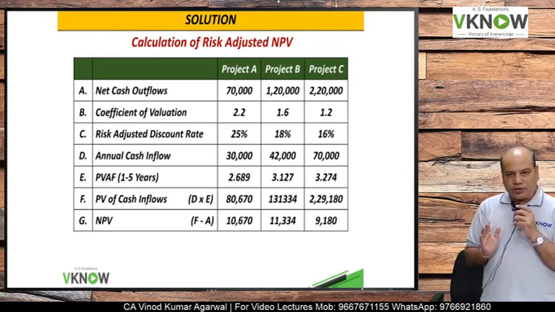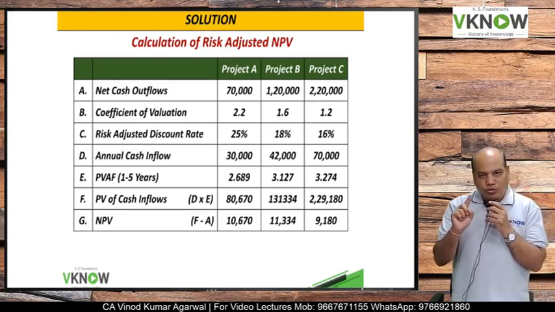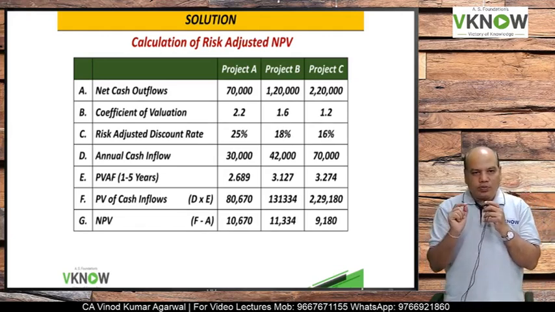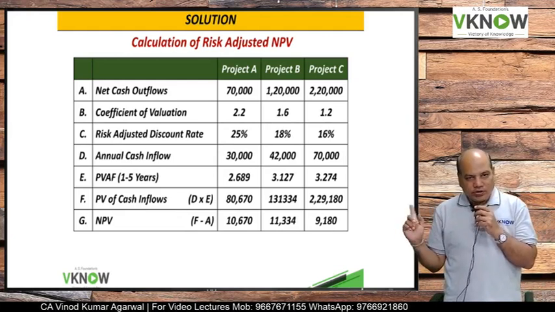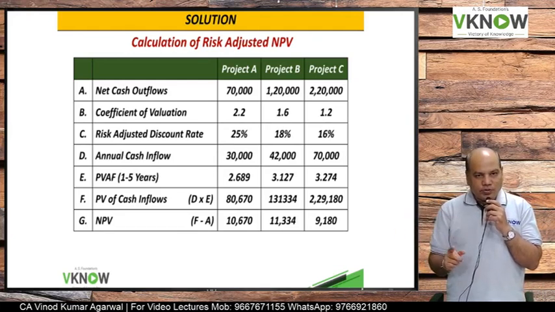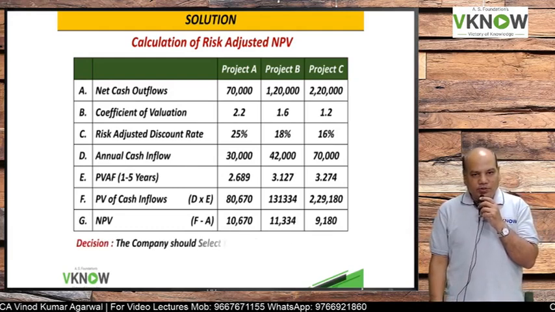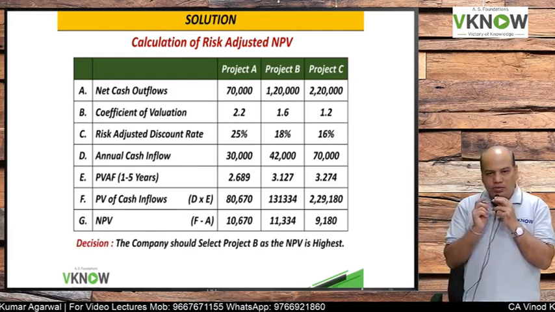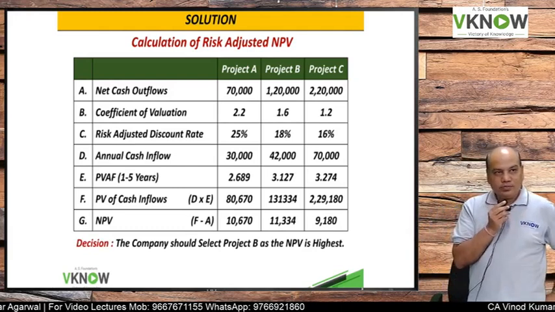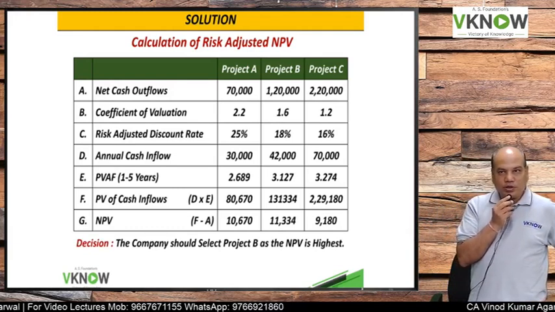This way you will present the answer nicely. If the question asks which project you will select on the basis of risk adjusted NPV, your answer will be that project which has the highest NPV. So write down the decision. The company should select project B.